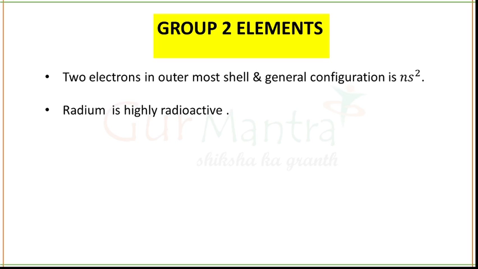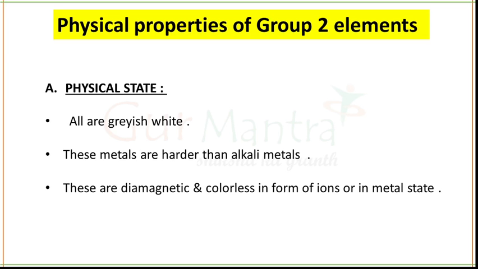Group 2 elements have 2 electrons in their outermost shell, and the general configuration is ns2. That's why they have the electronic configuration of ns2 type. Among all the group 2 elements, radium is the highly radioactive element. And when you talk about group 1 elements, francium is the only radioactive element, with a half-life of 21 minutes. Next, we are going to discuss the physical properties of group 2 elements.